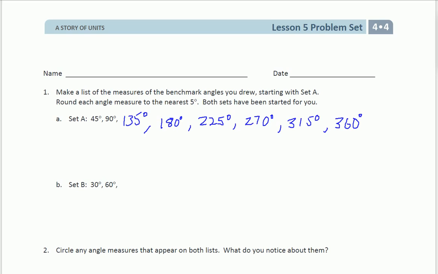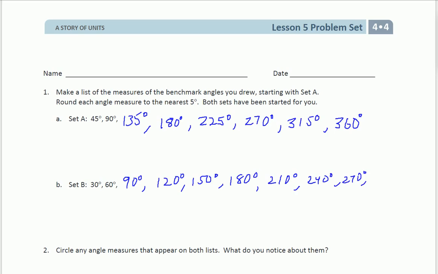Round each to the nearest 5. Both sets have been started for you. Okay, there we go. Now let's go to set B. Set B says to start with 30. So this is easy. We're just going 30, 60, 90, and so on. So let's go 30, 60, 90, 120, 150, 180. After 180, we have 210 degrees, 240 degrees, 270 degrees.